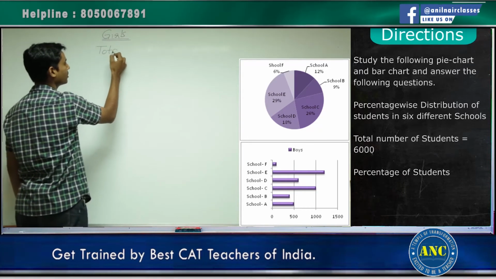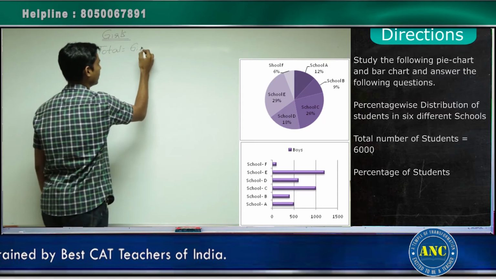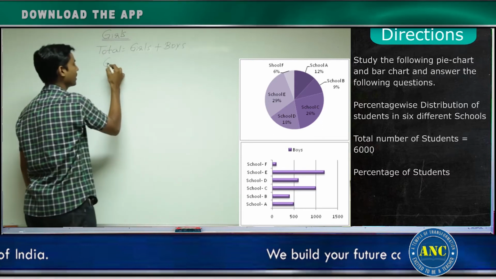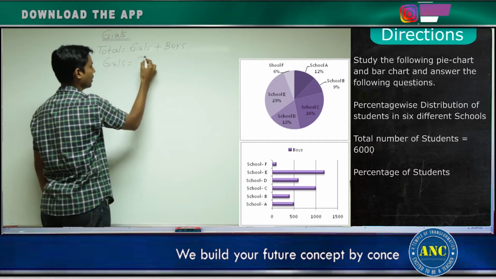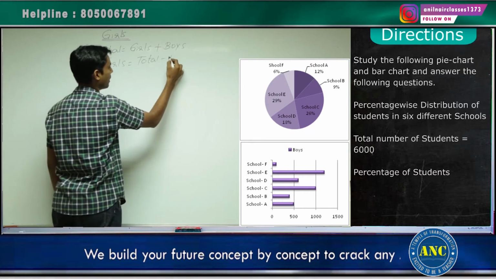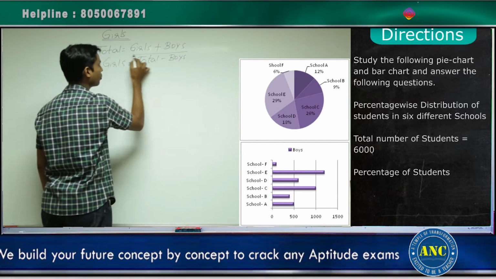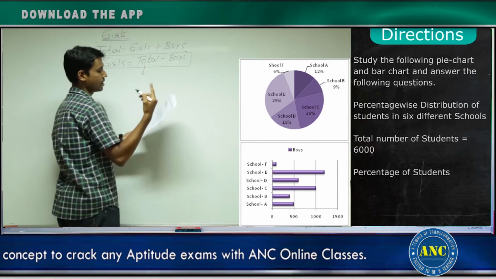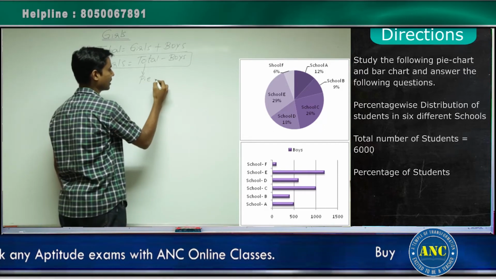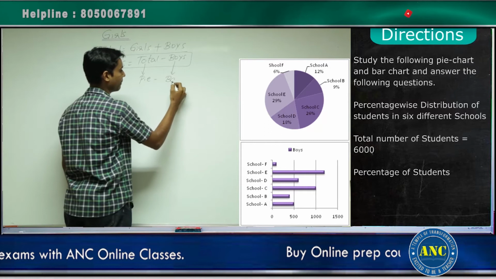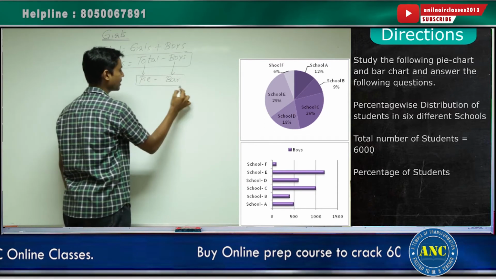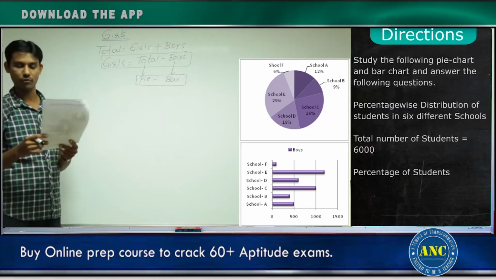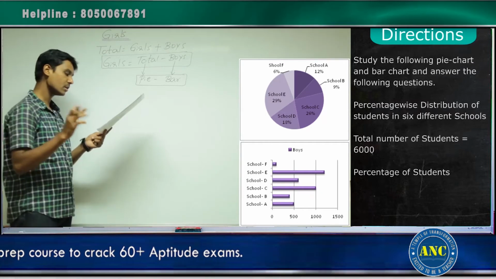The total number of students is made up of some girls and some boys. If you want how many girls are there, it is the total number of students minus the number of boys. The total number of students you will get from the pie chart, and the number of boys you will get from the bar graph. If you subtract the bar graph data from the pie chart data, you will get the number of girls required. Clear with the approach? Now see here.